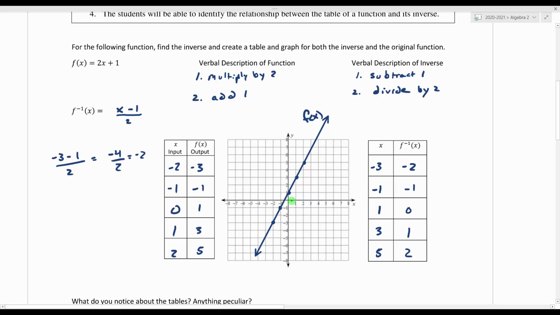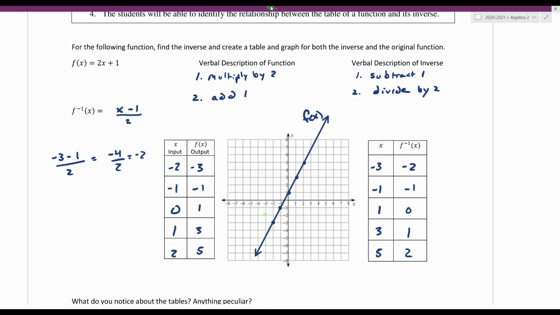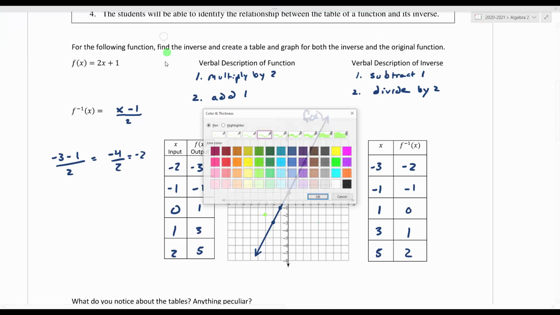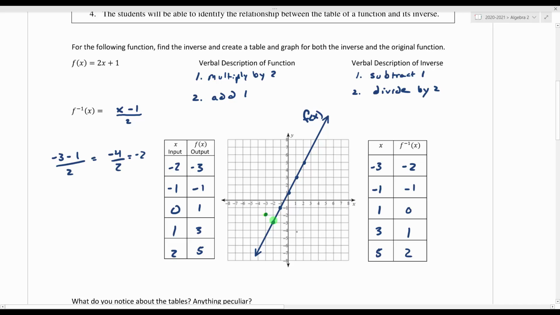So we're going to go -3, -2. So we'll have a point right here. It's kind of hard to see. Let me get a different color. We can go with a darker green, maybe. That's better. All right, so we got -3, -2, and then again we have -1, -1.